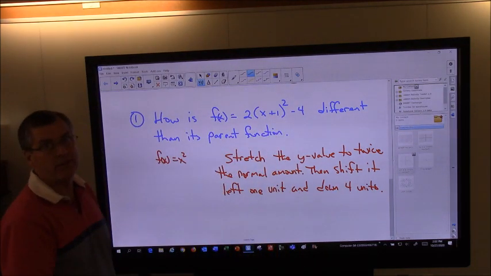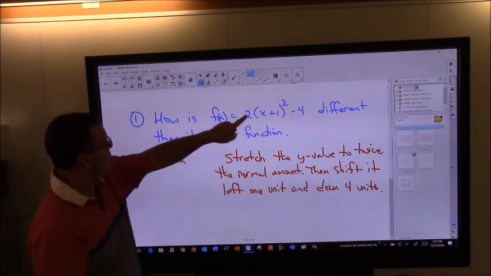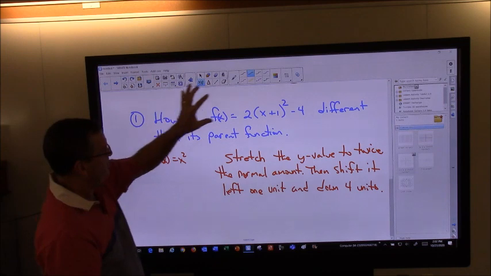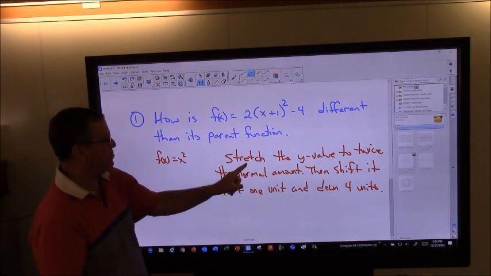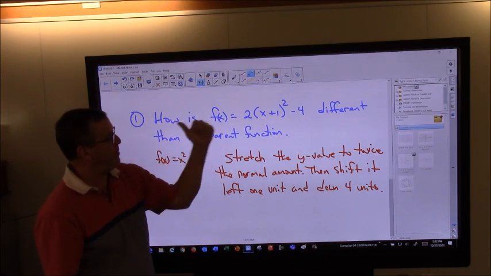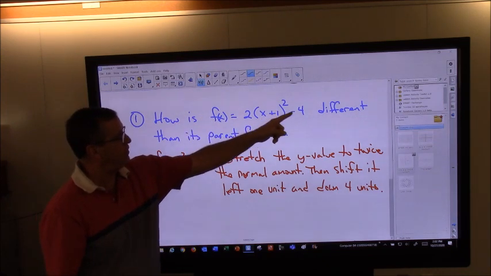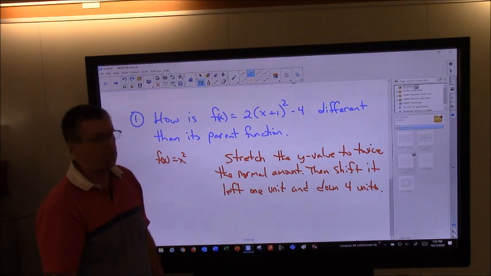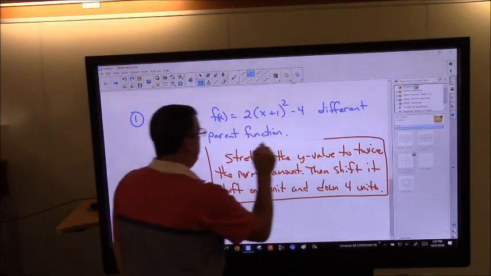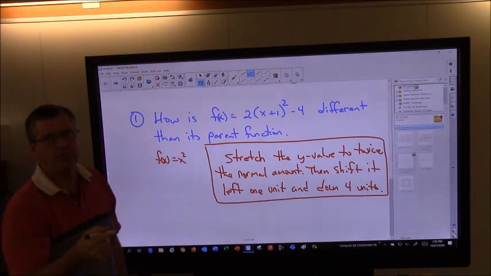There it is. This is a writing assignment. How is this graph different than its parent function? Well, whatever this looks like, this looks the same, except we've stretched the y values to twice as much as what's normal. And then we've shifted it in opposite directions, so left 1 unit, down 4 units. That's it, we're done. And what we've done is we have described the transformation.